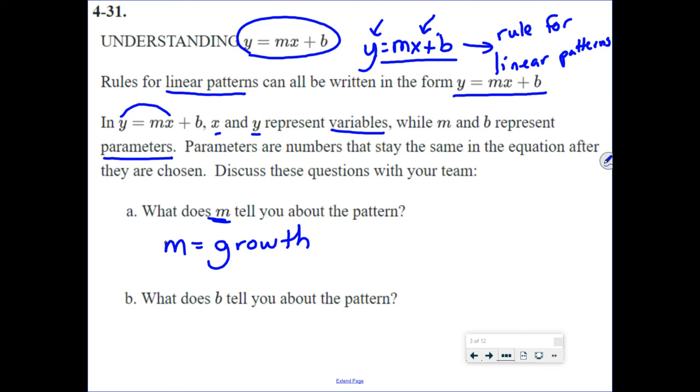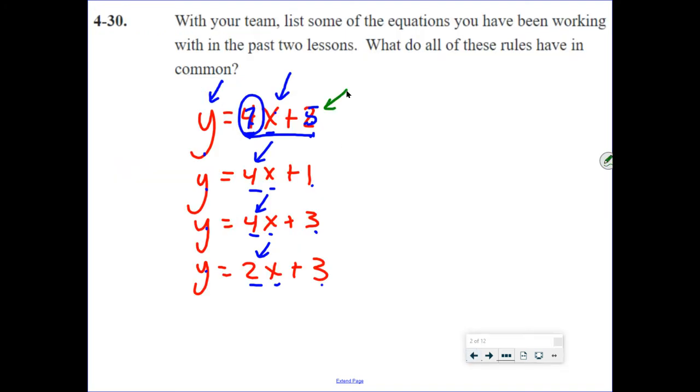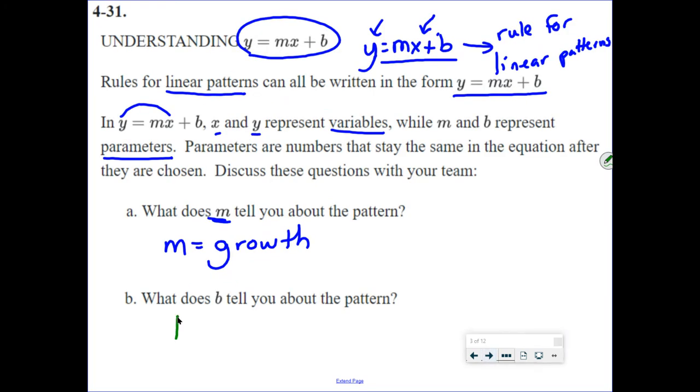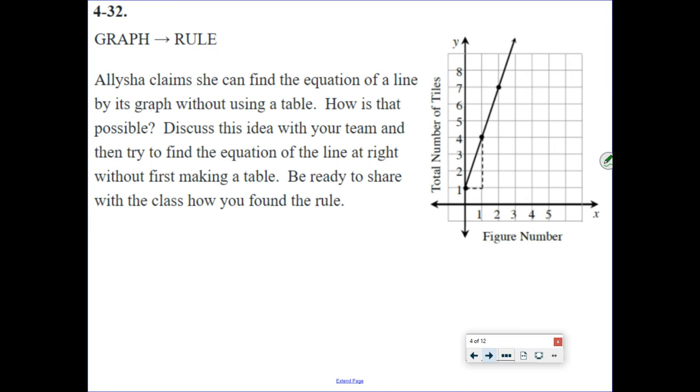And what does b tell you about the pattern? When we talked about it today and yesterday, what does this last number tell you? You know it. It is b, and it's the number of tiles in figure 0. The number of tiles in figure 0, okay? So if I work my way back and find figure 0, that always tells me that information. And that's it, everyone. m is your growth, how much you're growing by every time right here. And this last number, the letter b, tells you how many tiles are in figure 0. So let's try one here.